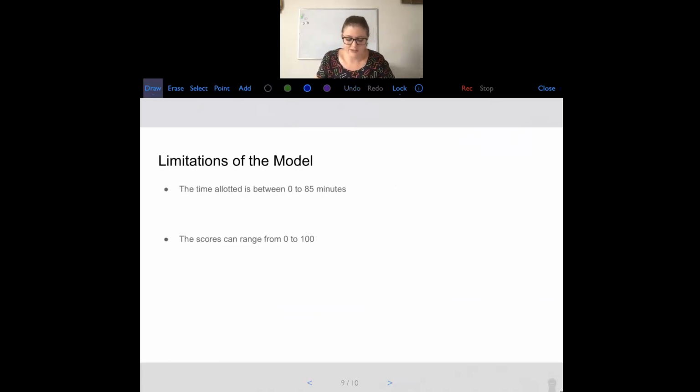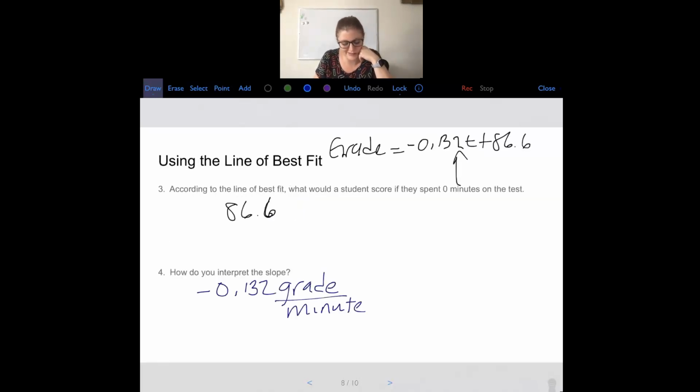Next, there are limitations of the model. For instance, on this particular test, the time allotted was between 0 and 85 minutes. So that would be like our domain. Our range, our scores can range from 0 to 85, but we would have to plug in our values in the domain to see if that's really what we're looking at here with this test. So there are limitations to any application problems, and also determining if it's realistic. Is it realistic that spending no minutes on a test would earn a score of 86.6? No. So think about that as you're doing these models.